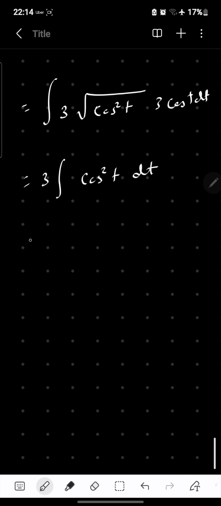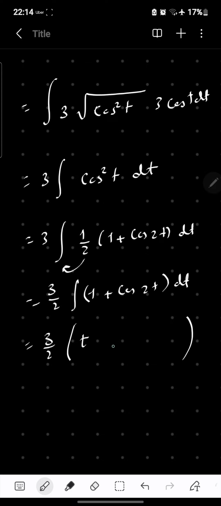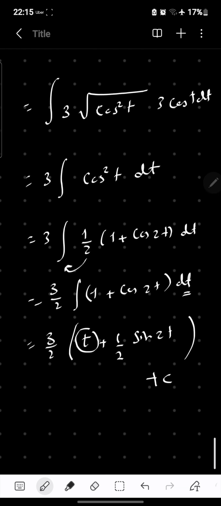So how can we solve cosine squared? We can use the double angle formula, which is half of 1 plus cosine 2t dt. Okay, it will be 3 over 2 by taking half outside. It's 1 plus cosine 2t dt. Okay, it's 3 over 2. Integration of 1 is t. We are integrating with respect to t. And the integration of cosine 2t will be sine 2t, and don't forget we divide by the derivative of the angle, so half, plus c.